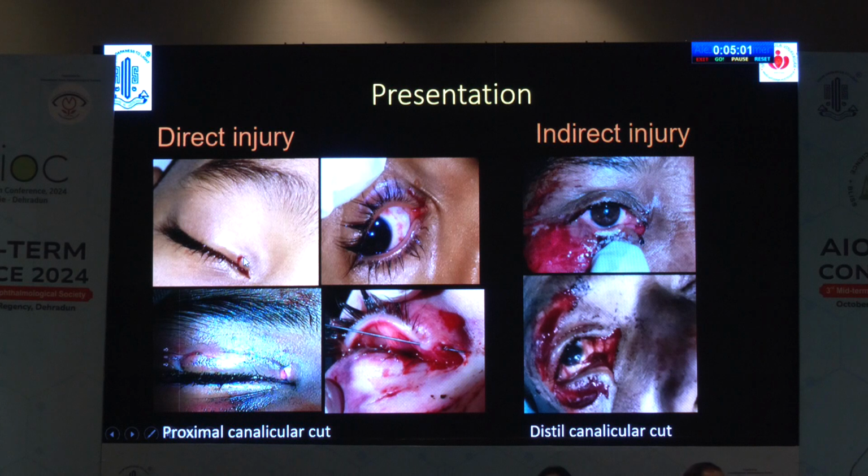This is important to know because distal canalicular cut injuries are more difficult to manage in terms of identification of the cut end, which is towards the sac.